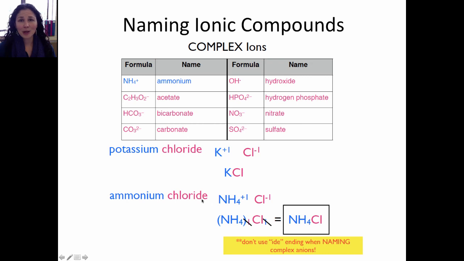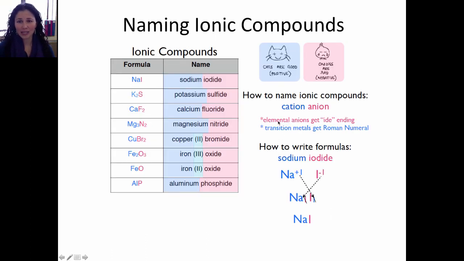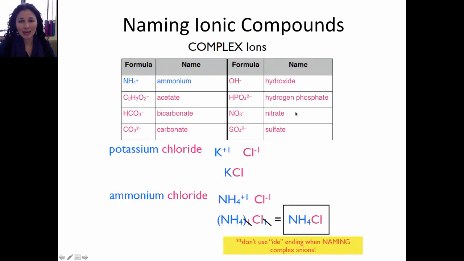And let me remind you that we also talked about naming complex ions. The rules are the same. The one difference is that if you're naming an ionic compound that has a complex anion, for example, sulfate, you don't need to use the IDE ending like you do here. So only elemental anions get the IDE ending. When you're naming anything that has these complex anions in it, you just use the name of the anion. So that's what is written right down here. Don't use the IDE ending when naming complex anions.